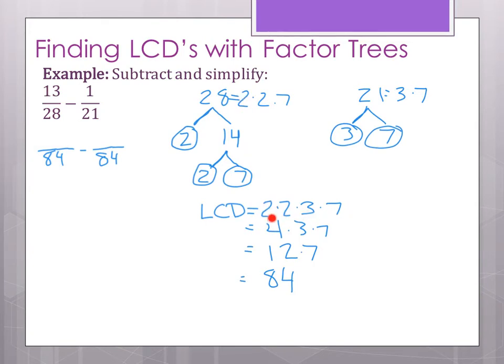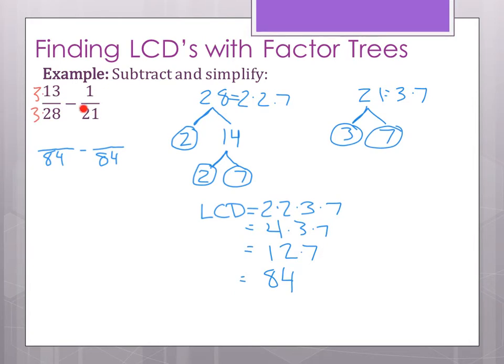I've got the 2's in common, another 2 in common, and the 7 in common. The only number in the LCD that isn't in the list for 28 is 3, right here. It's got the 2, it's got the 2, it's got the 7, but it doesn't have 3, so that's the number that I need to multiply my original fraction by to get that common denominator of 84. So I'm going to have to do 13 times 3 and 28 times 3. You can check if you want, but 28 times 3 will give me 84.